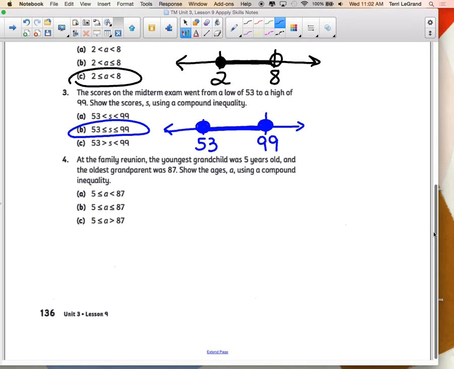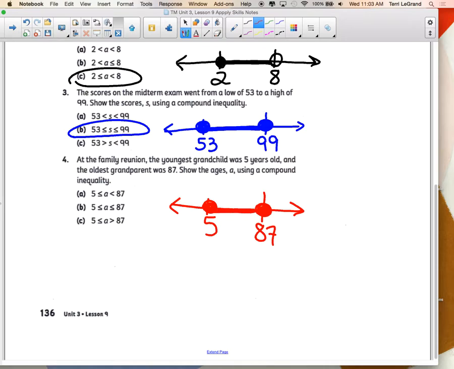And one more, we'll check you out and see how you did on the last one if you got to it. Okay, we will put a number line graph first though. At the family reunion, the youngest grandchild was 5, and the oldest grandparent was 87. Show the ages A using a compound inequality. Well, we're also going to show it with a graph for our compound inequality. Was there somebody age 5? Yeah. Was there somebody age 87? Yes. And everybody else was in between there. Yep.